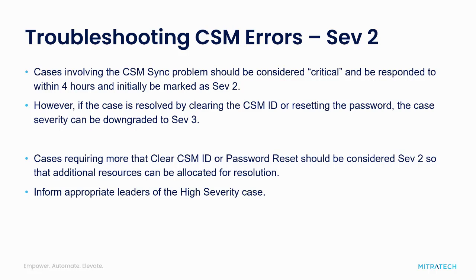Troubleshooting CSM errors is considered a critical issue and should be responded to within 4 hours. The case can initially be marked as SEV2. However, if the case is resolved by clearing the CSM ID or resetting the password, the severity can be downgraded to SEV3. Cases requiring more than that should be considered a severity 2, so additional resources can be allocated for resolution. Inform appropriate leaders of the high severity case.